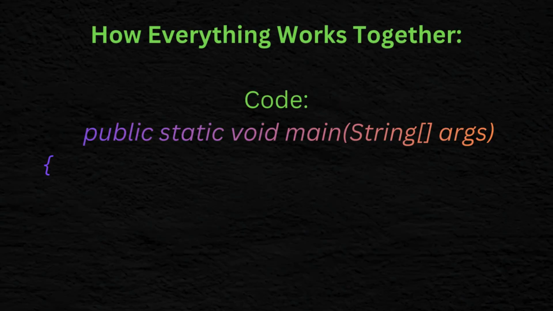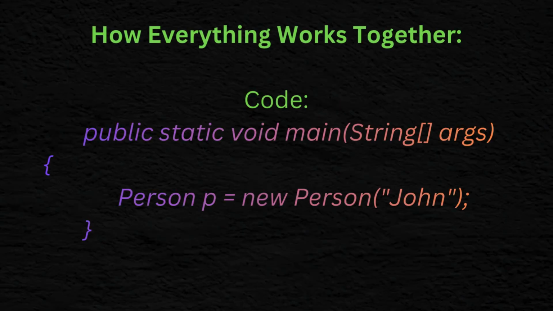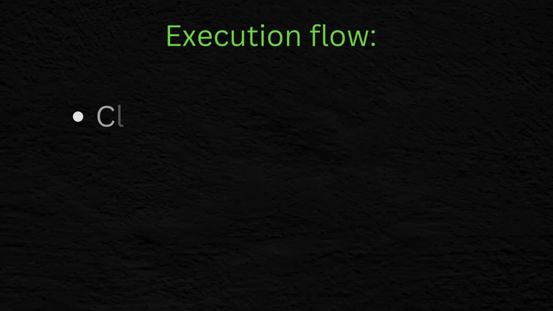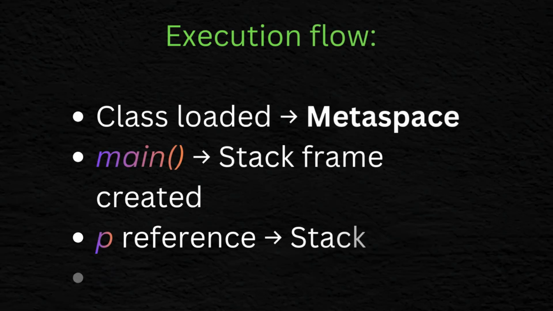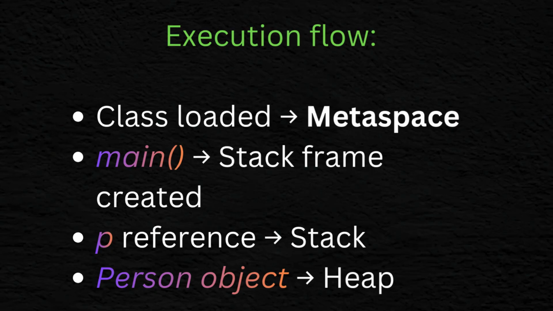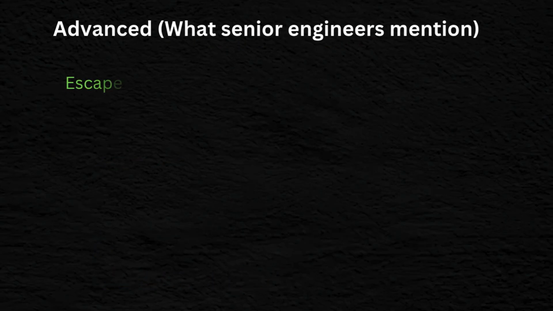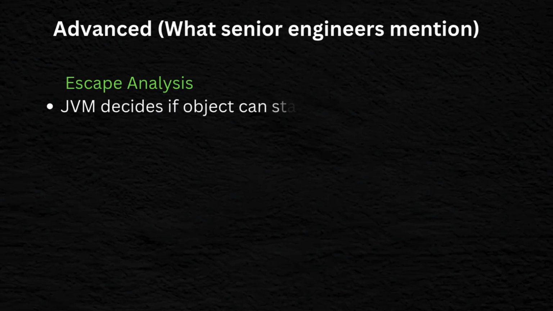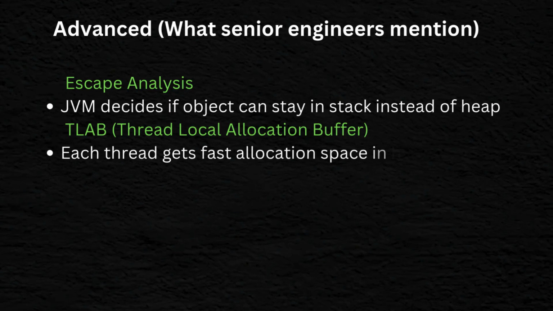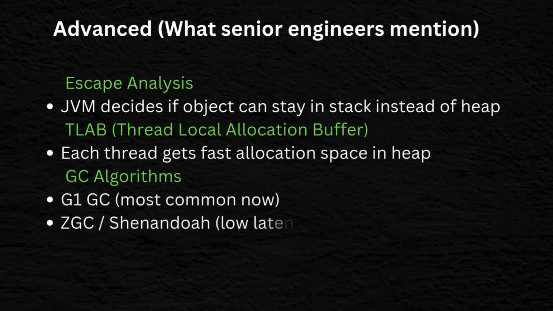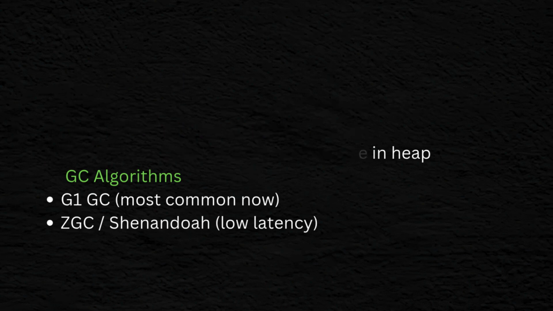How everything works together. Here is an example. The class is loaded into Metaspace. The main method creates a stack frame. Reference p is stored in stack. The Person object is created in heap. Advanced: escape analysis. The JVM may allocate an object in stack instead of heap. TLAB: each thread gets a fast allocation space in heap. GC algorithms. G1 GC is most common. ZGC is a low latency collector.